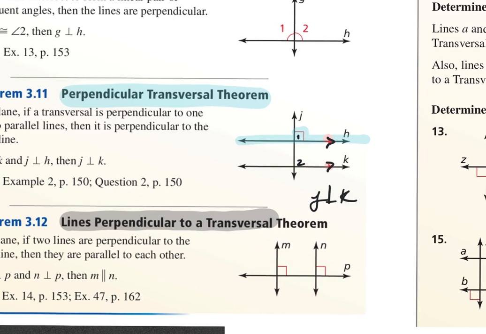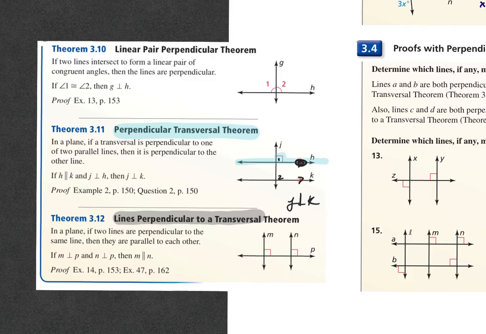It'll either be marked as parallel, like those 2 are, or it would say it over here, like H is parallel to K. So you definitely have to read the instructions.